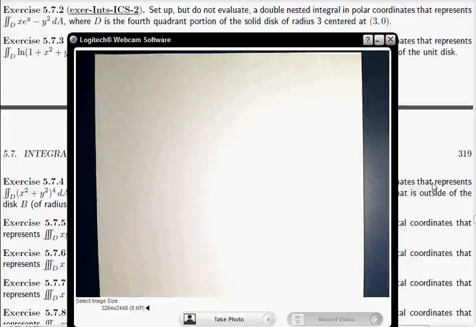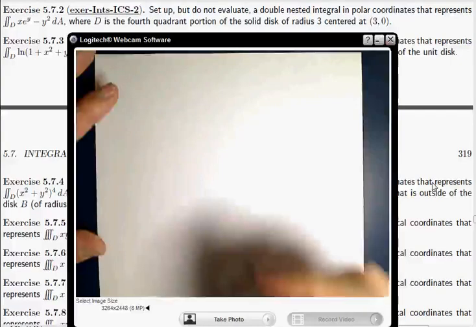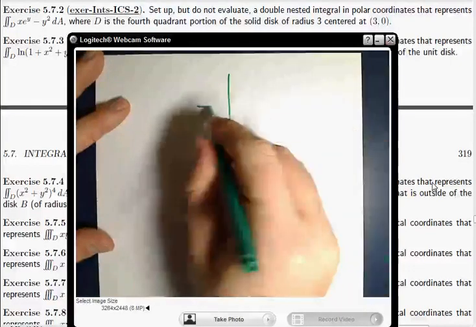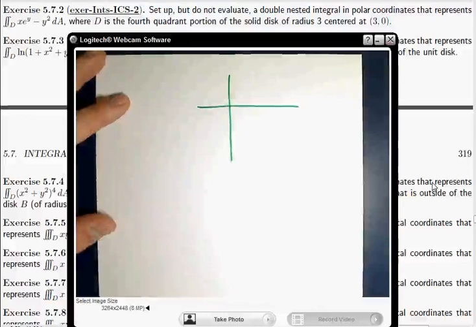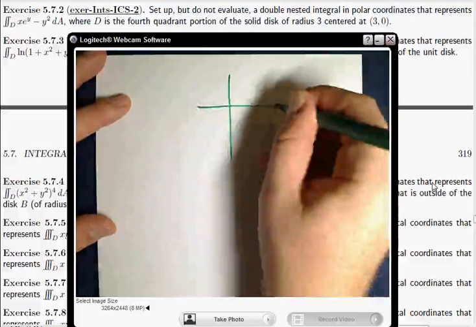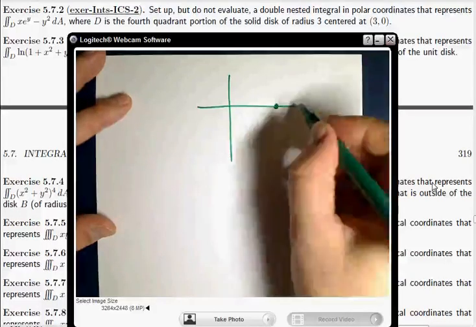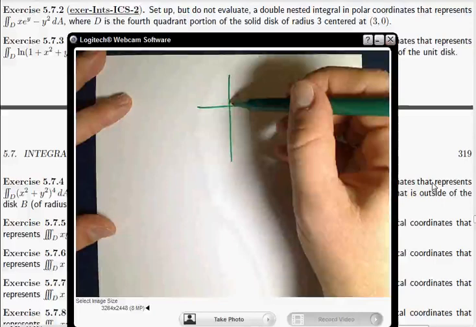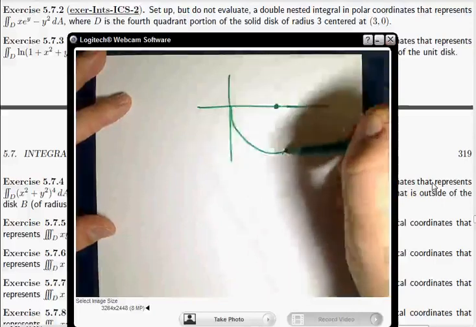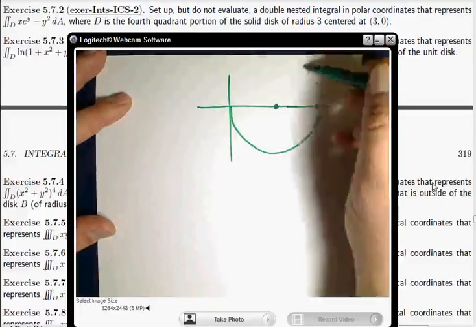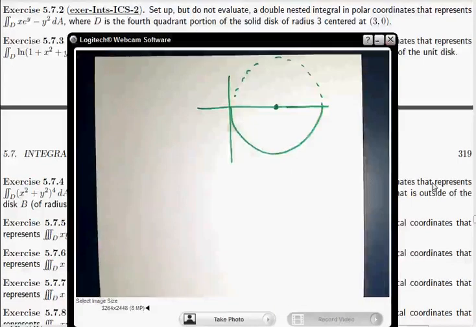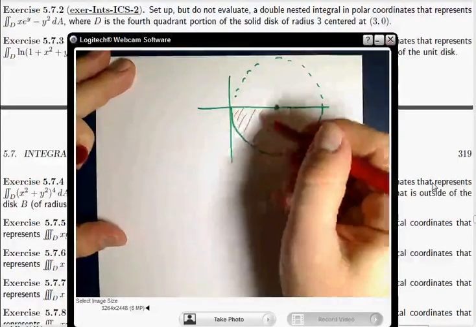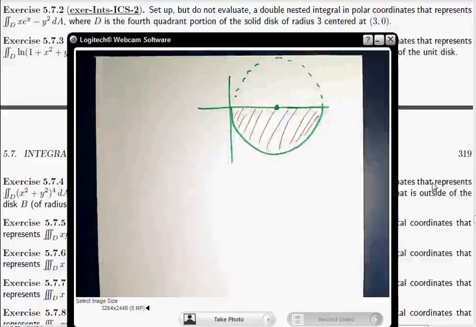Okay, so problem 2. D is the fourth quadrant portion of the solid disk of radius 3 centered at (3, 0). So here's (3, 0). The disk of radius 3 centered at (3, 0) is going to be like this, and it goes around, etc. But I'm only interested in this fourth quadrant part. So I'm only interested in this. Right? Okay, yeah, right.